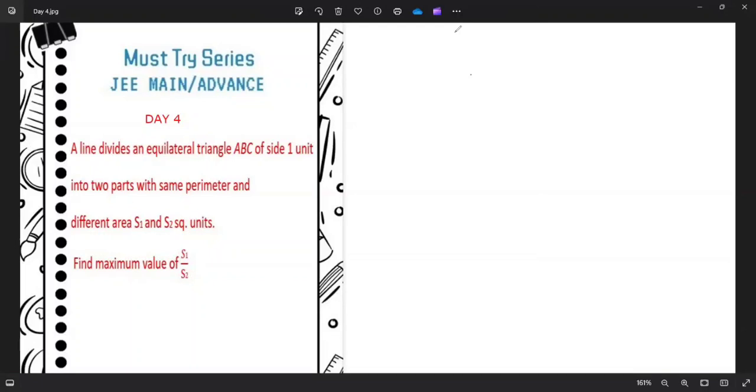Here they are saying a line divides an equilateral triangle of side length 1 unit into two parts with the same perimeter and different areas. But they never mention where this particular line is. Okay, so if I consider the line starting from the vertex, let's see what happens.